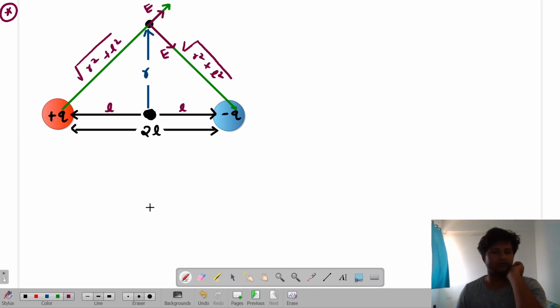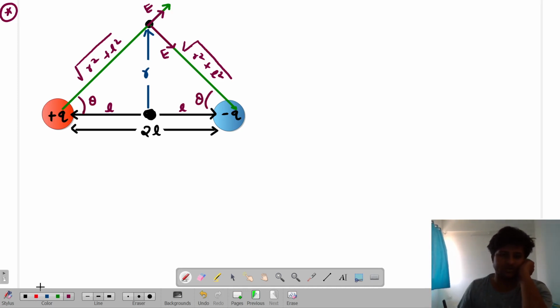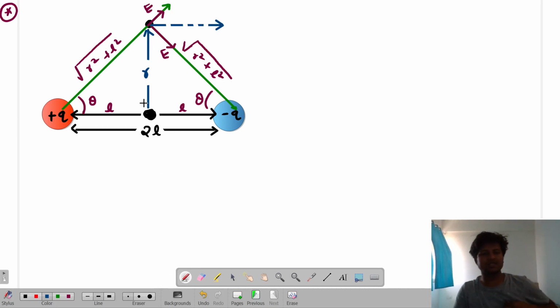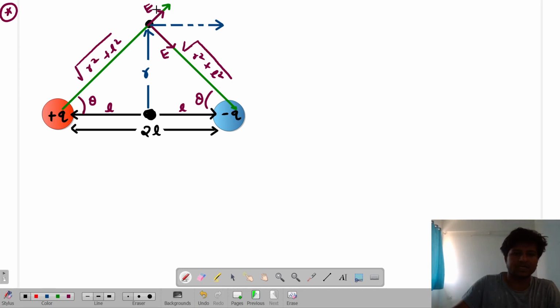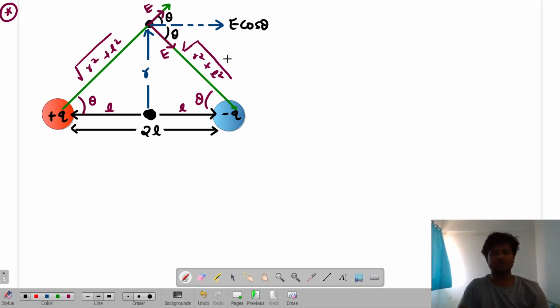So now look over here. If I consider this as angle theta, this is also theta, because two sides are equal to each other, isn't it? And then if I consider this as the horizontal level, the E component along the vertical will cancel each other or not. And if this angle is theta, this angle is also theta due to the diametrically opposite point. So net electric field is nothing but E cos theta. Are you able to get me?